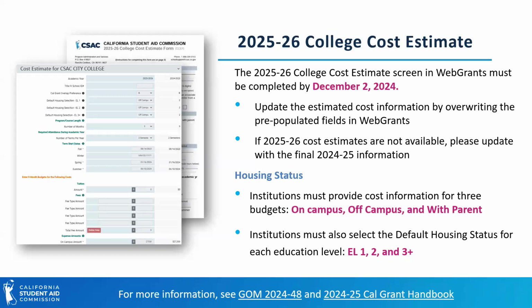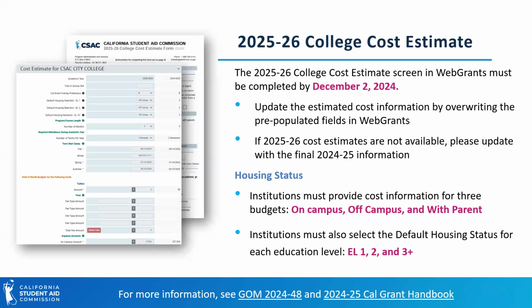And so I have a screenshot here. This is the cost estimate form within Web Grants. If you don't have access to the screen, check with your system administrator. It may just be a matter of your administrator granting you access to this particular screen. We also have a paper form available on our website. This is helpful for the instructions piece, but definitely submit it to us within Web Grants because that is the quickest way, it's the most accurate way.